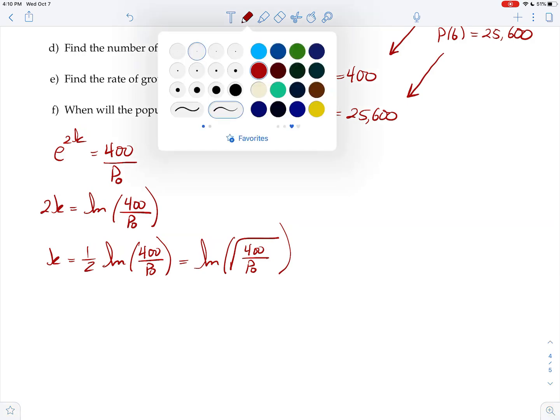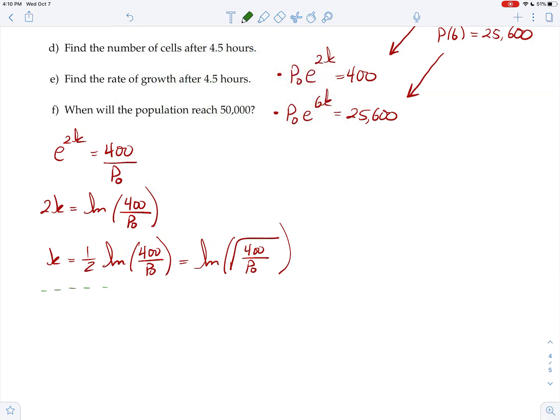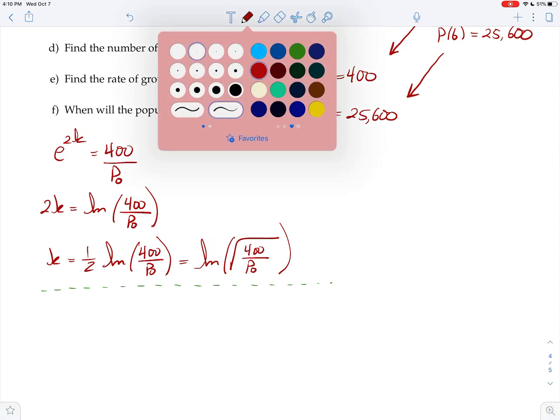Now let's put a little dotted line here. Now we're going to solve for k from the second data point. I'm going to get something different, but I know they have to be the same.